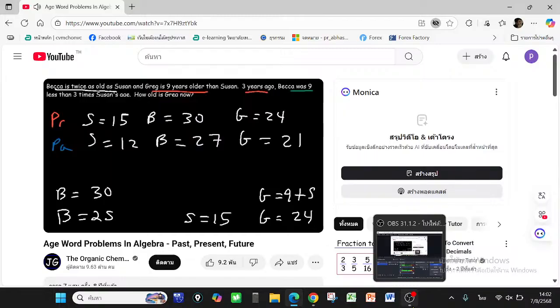So now that we've listed the data on the table, we can answer the question, how old is Greg now? So what is Greg's present age? At the present, Greg is 24. So this is the answer.